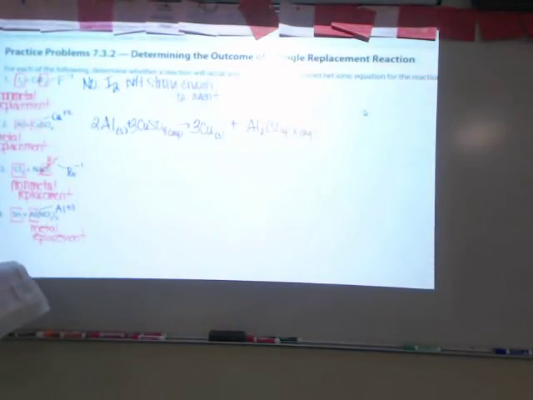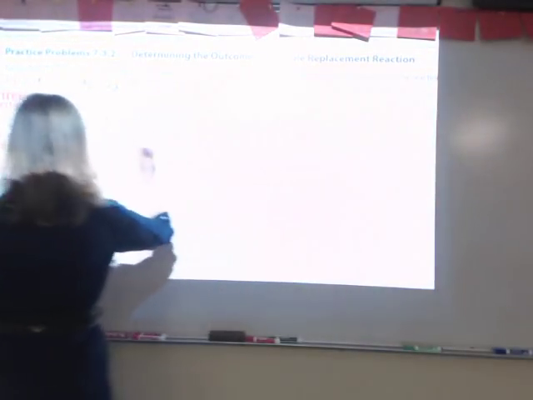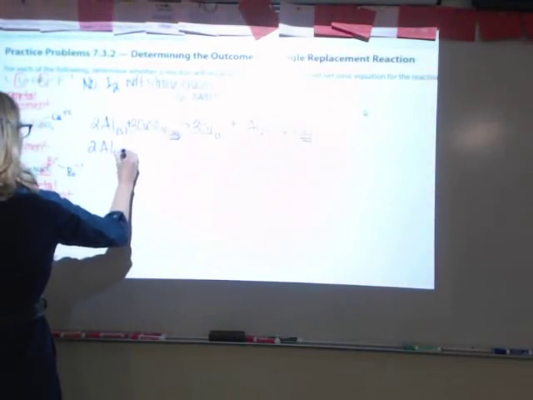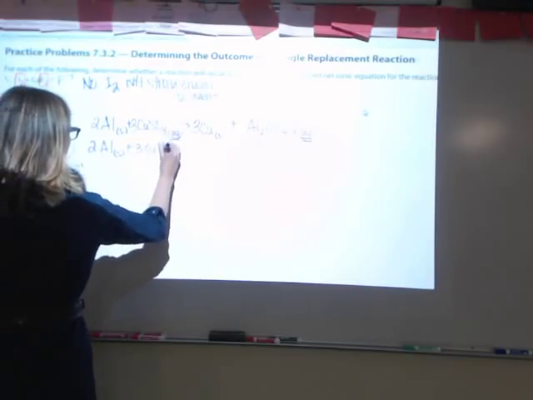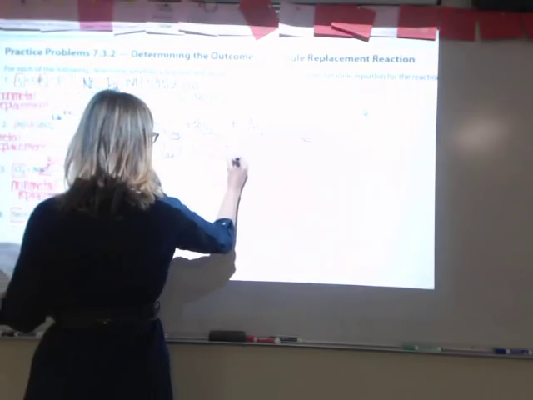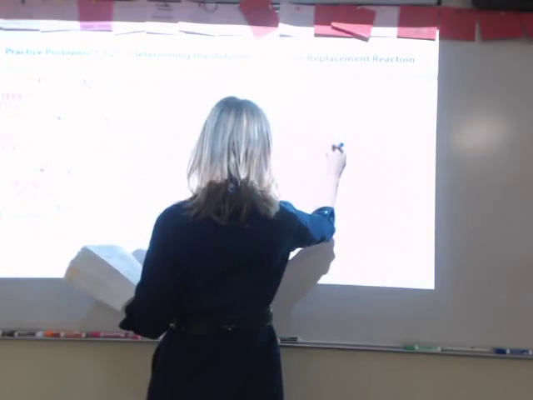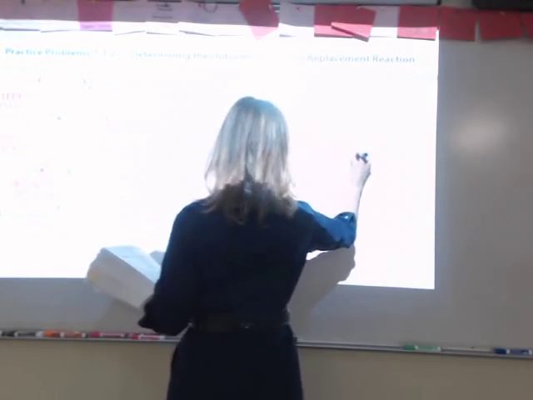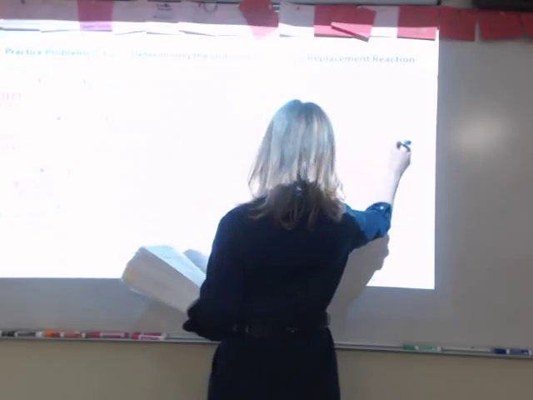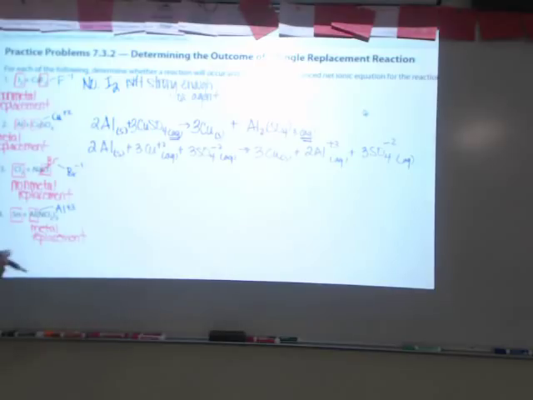When you're writing a net ionic equation, remember we only break down substances that are dissolved in water. So I'm only going to touch this substance and this substance. So there's everything broken down.